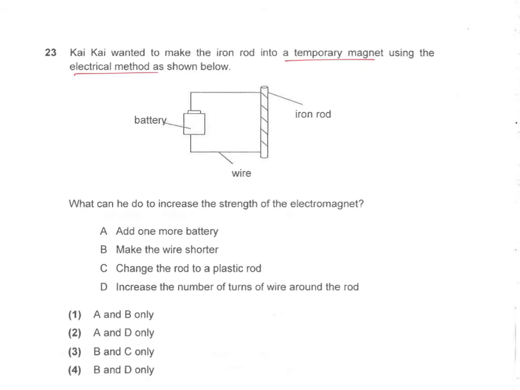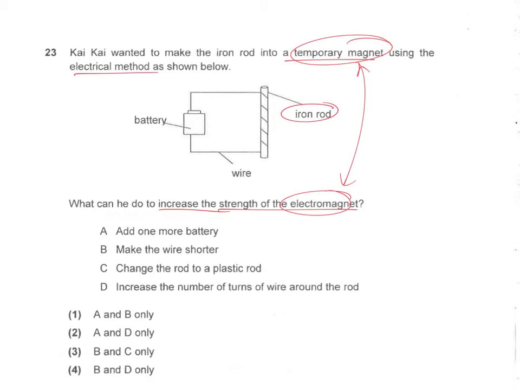Question 23. Kai wanted to make the iron rod into a temporary magnet using the electrical method as shown below. So you have a battery, a wire, and the wire is being coiled around a magnetic rod. So this iron rod here can be turned into a temporary magnet. What can he do to increase the strength of the electromagnet? The electromagnet or the temporary magnet, it means the same thing here.